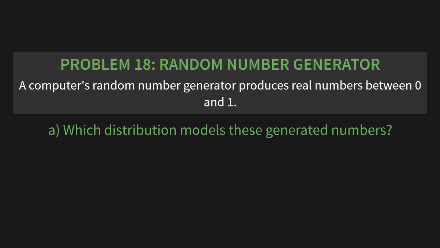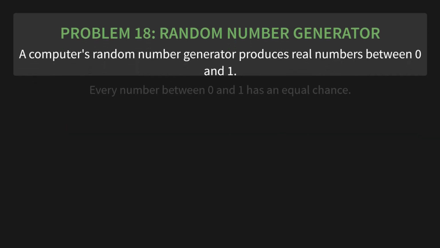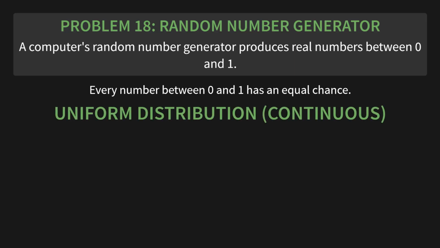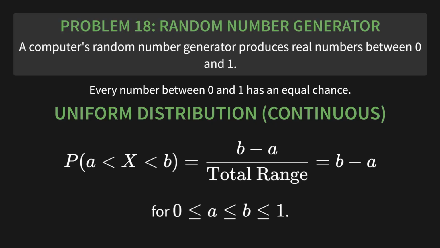Problem 18. The random number generator. A computer's random number generator produces real numbers between 0 and 1. So, for part A, which distribution models these generated numbers? Let me ask you this. Is any number more likely than another? Nope. Every number between 0 and 1 has an equal chance of being selected. This is a uniform distribution, the continuous version.